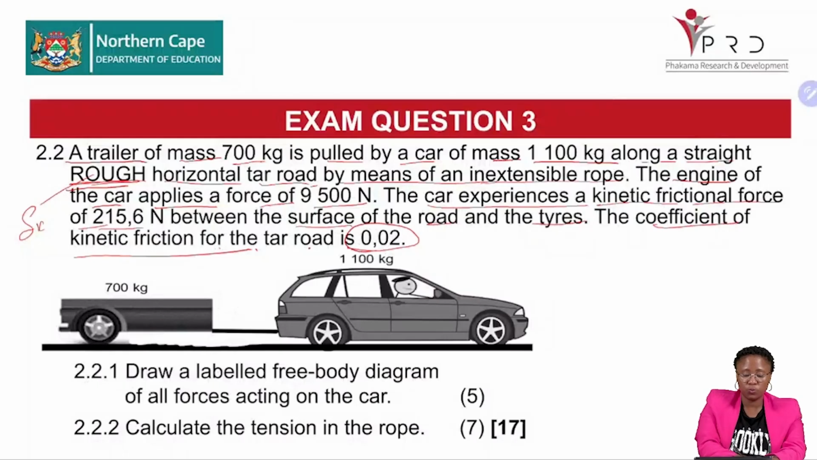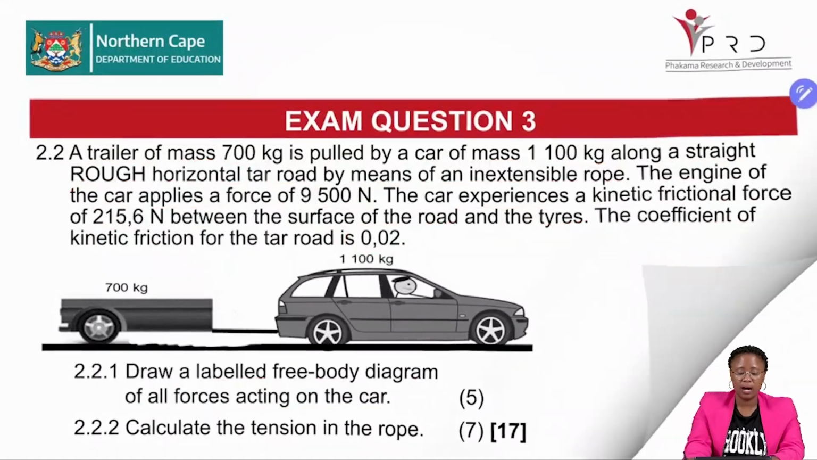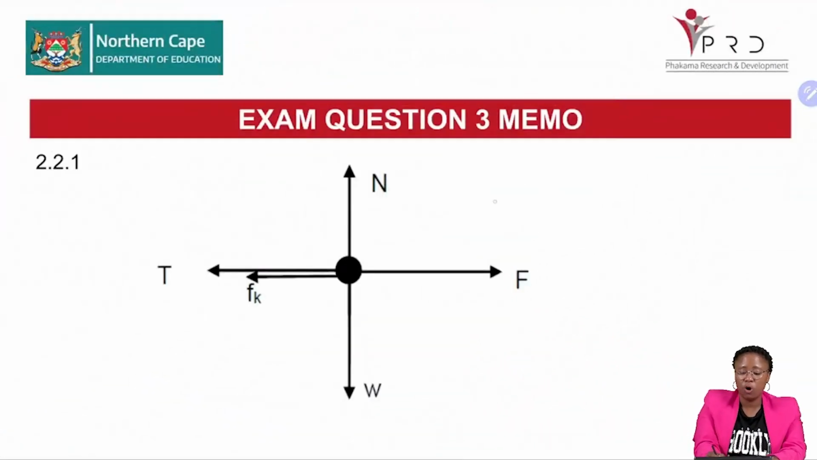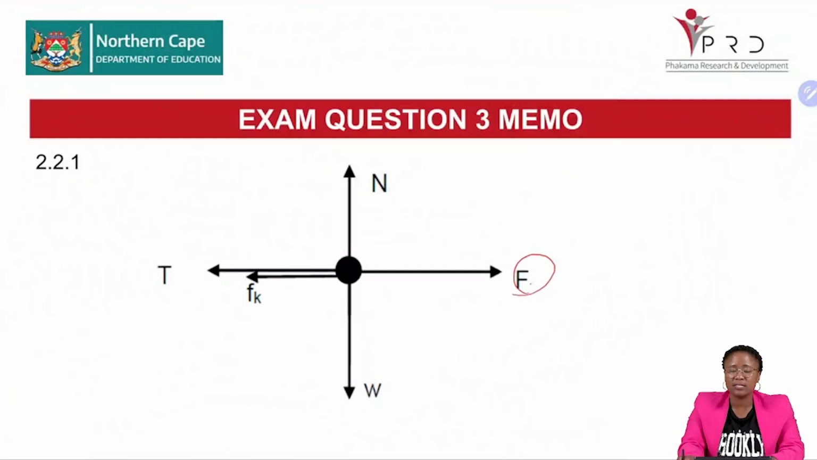Then 2.2.1 says, draw a labeled free body diagram of all the forces acting on the car. Let's see how I've done it. On the car, I know that there is a force applied going to the right hand side. This is the force that is applied by the engine of the car, making the car accelerate to the right hand side.